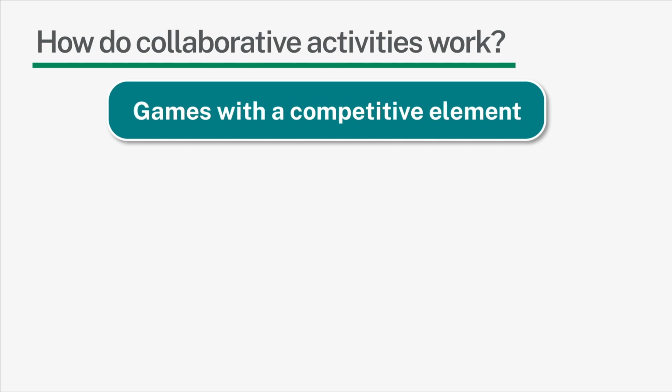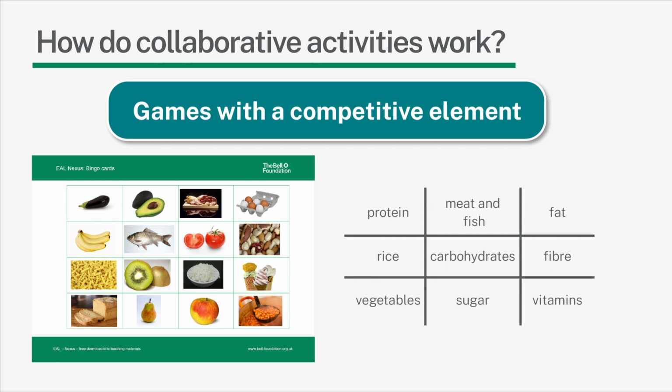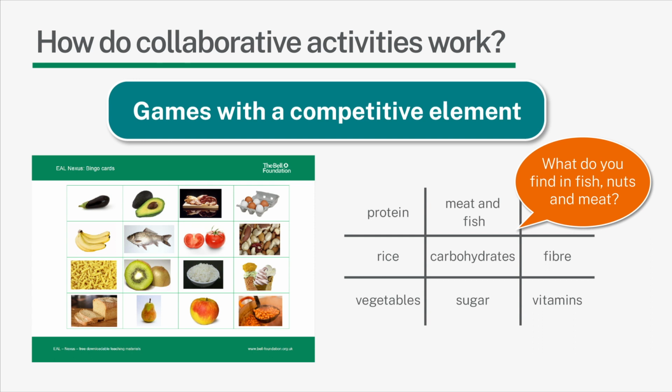Games can be very effective in motivating learners, and learners can practice the language of turn-taking and negotiating. Here we can see an example of a bingo game from a Bell Foundation EAL resource where learners practice vocabulary items related to a science lesson. In a version of Noughts and Crosses, answers are provided on the grid, as you can see in our example. In order to add a nought or a cross, learners need to answer a question. For instance, the answer to "What do you find in fish, nuts and meat?" would be protein.